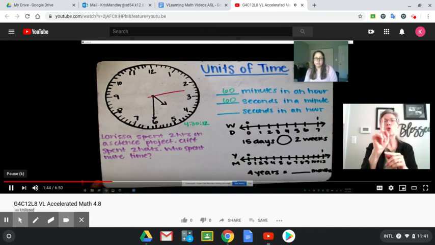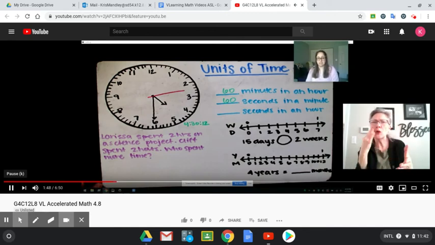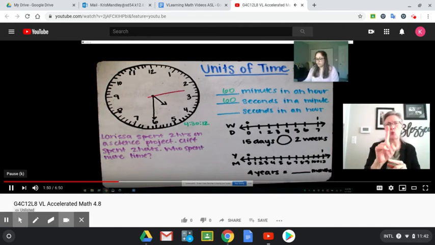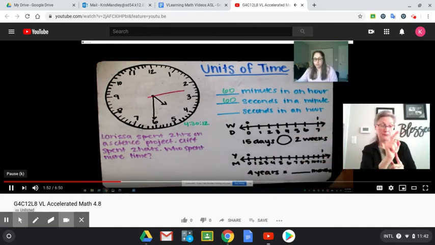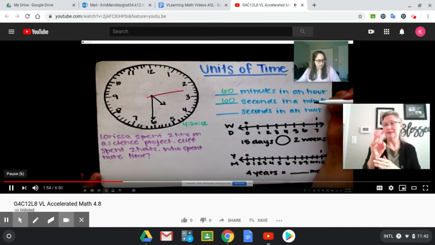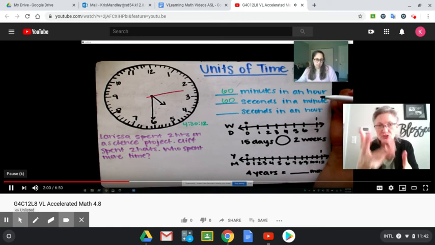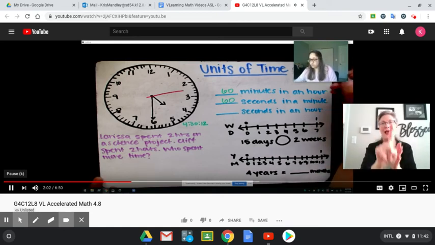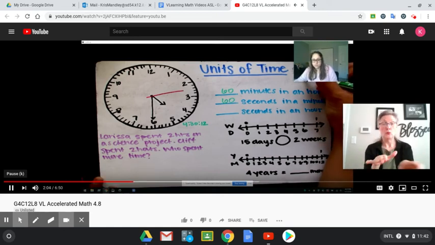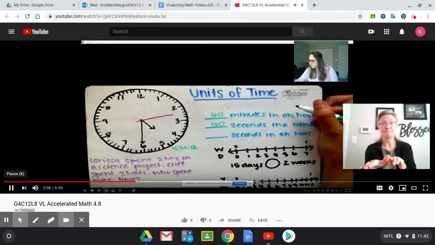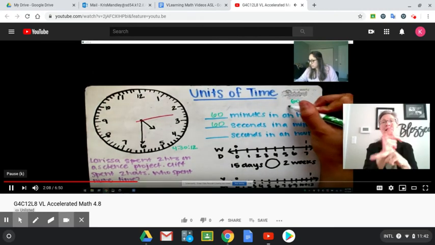Now I want you to think, how can we take that information that we know and figure out how many seconds are in an hour? If we know that there are 60 minutes in an hour, and we know there are 60 seconds in a minute, then we can use that information to find out how many seconds are in an hour. To do that, we would do, let me scooch this down so you can see, 60 times 60.